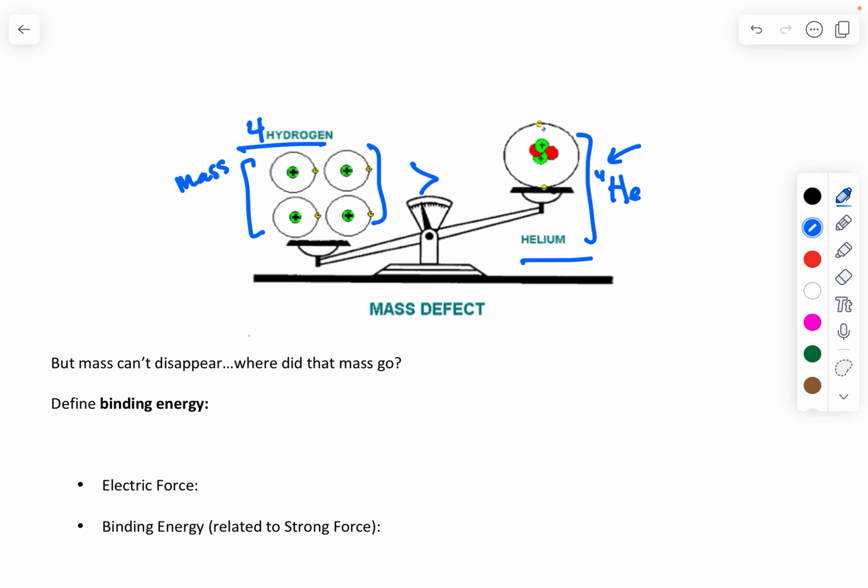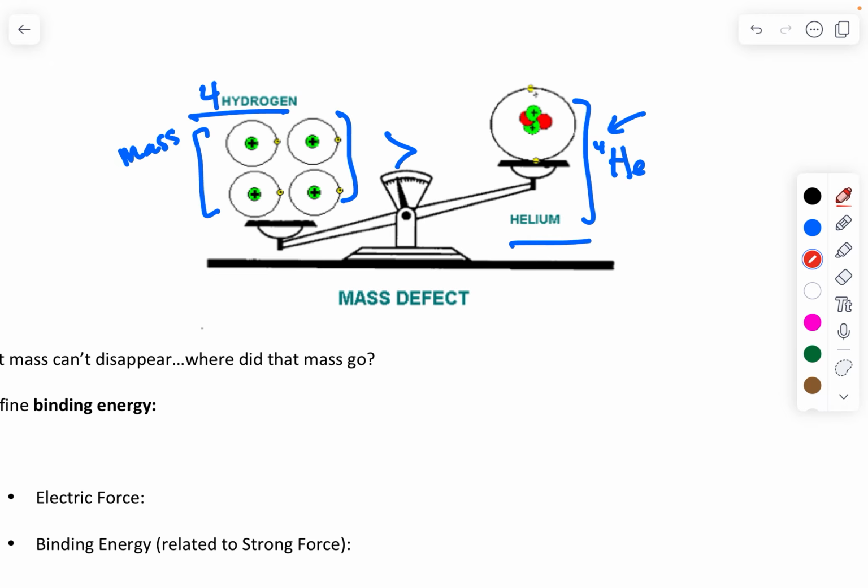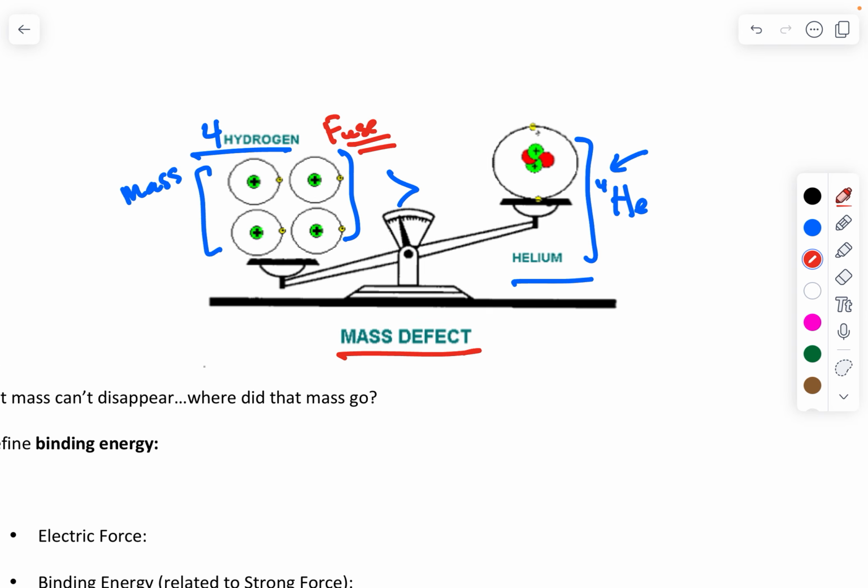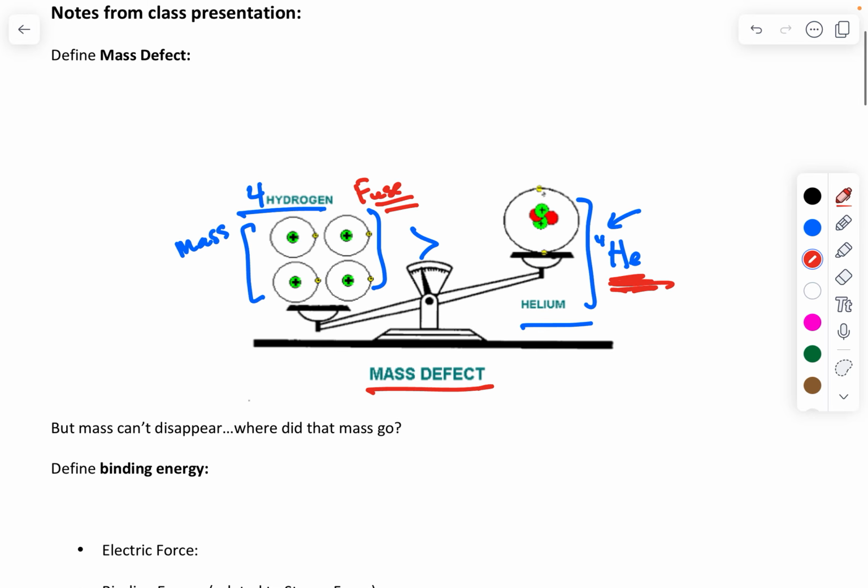Now, it's kind of saying if you do a fusion of these 4 hydrogen atoms and you get helium, there's a missing mass, right? There is a mass that somehow disappeared, and the mass that we combined into helium is less than this over here. Okay, so that is what the mass defect is.